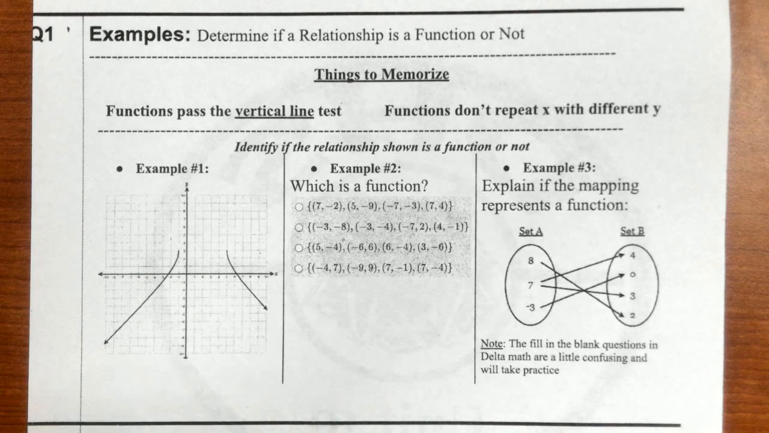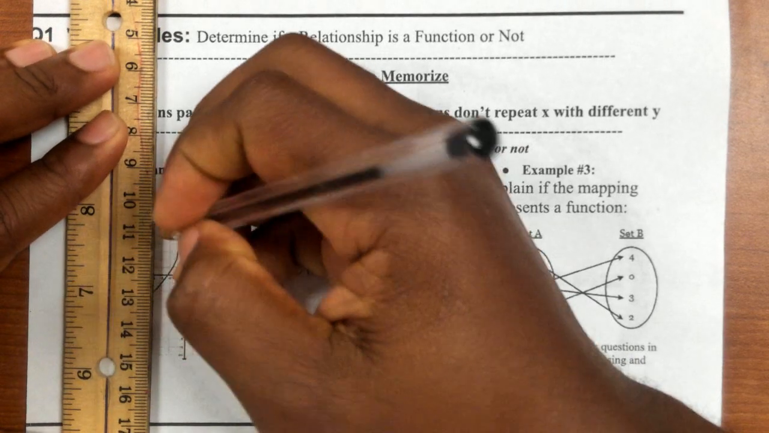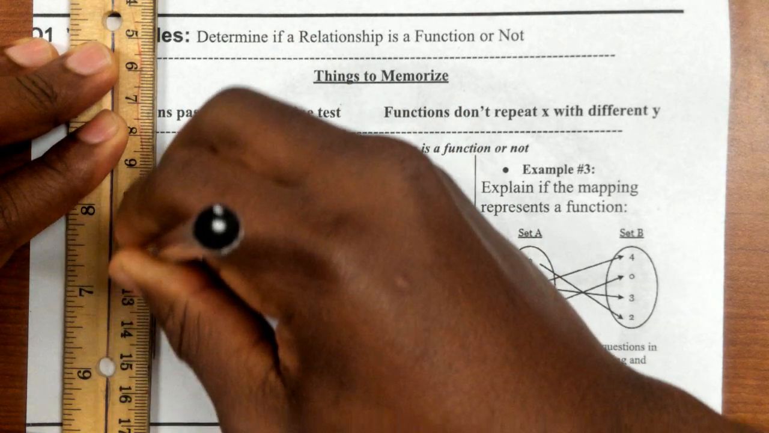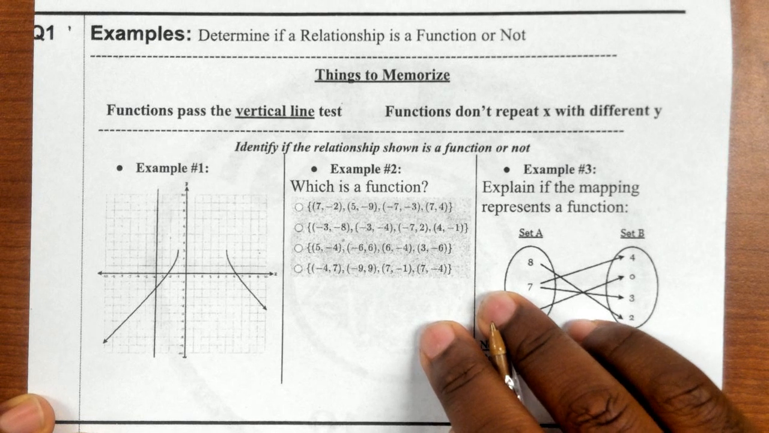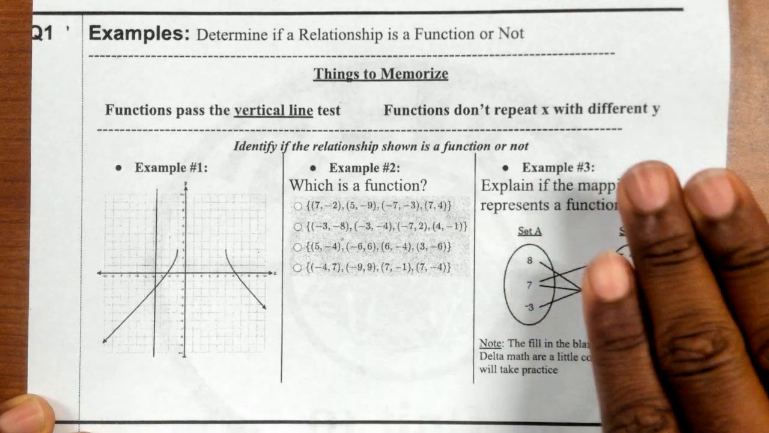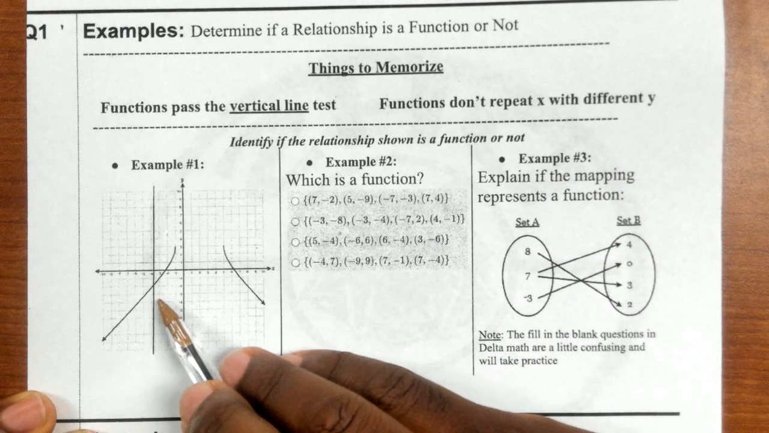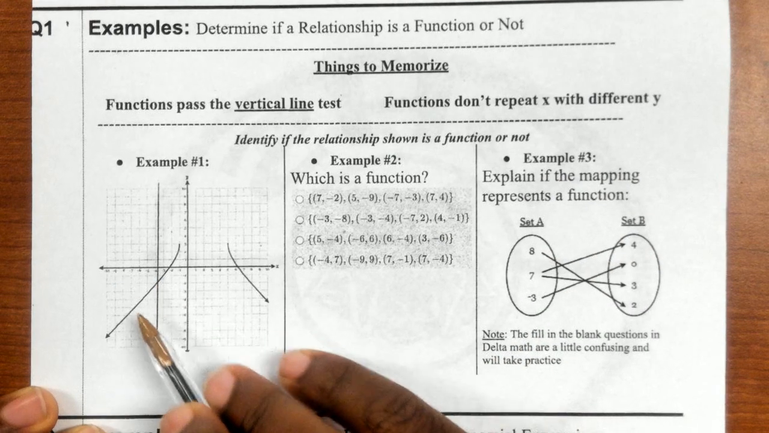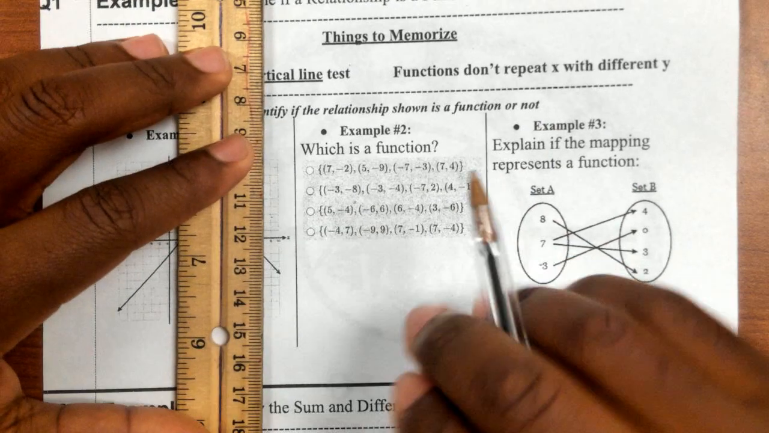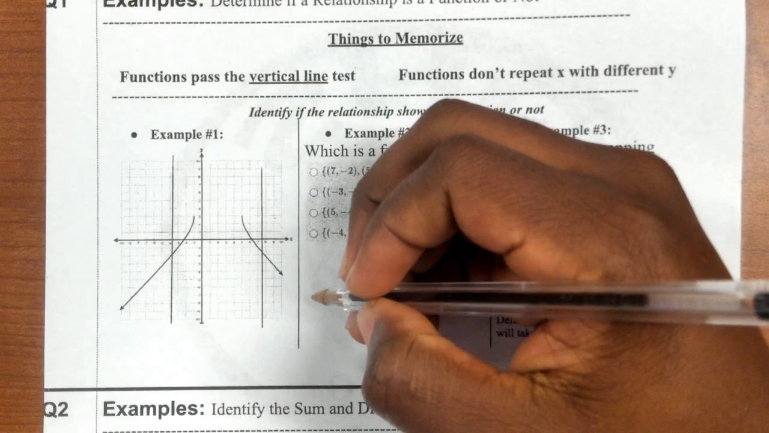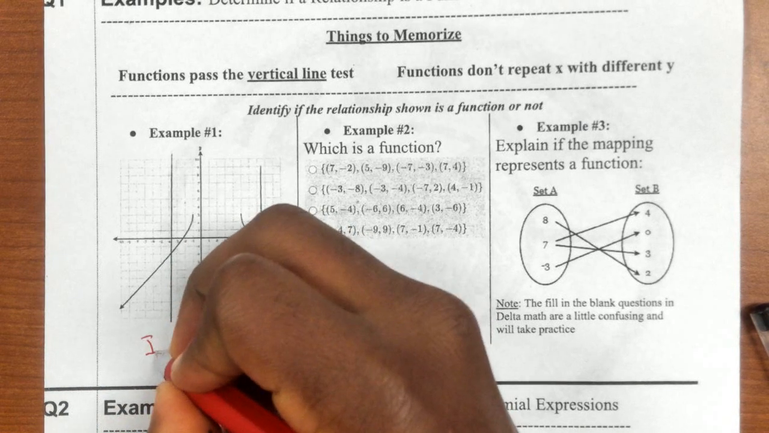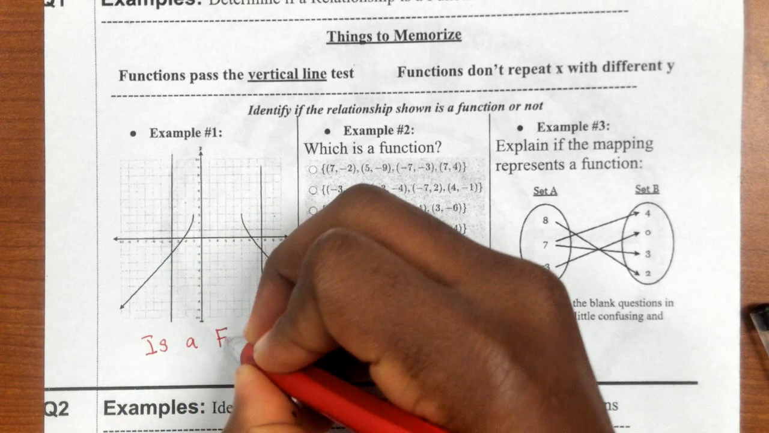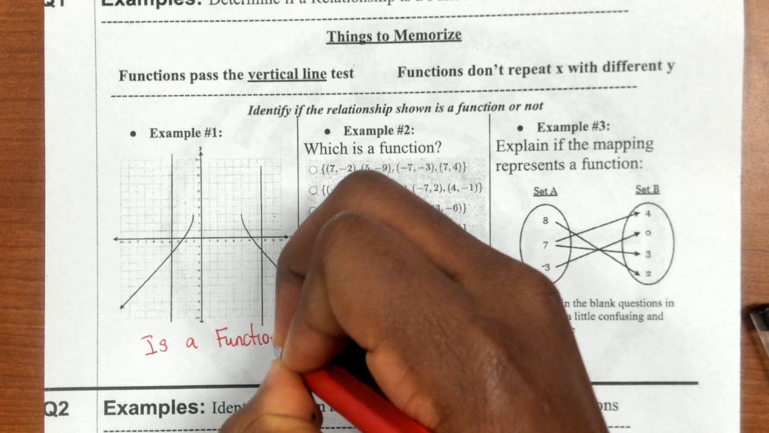The vertical line test states that if I draw a vertical line, a straight line going down, through my graph, and it hits the graph more than once, then it is not a function. When I look at this one, it hits only once. So would you state that this is a function, guys? Yes, you would. It hits it once, so this one would be a function.